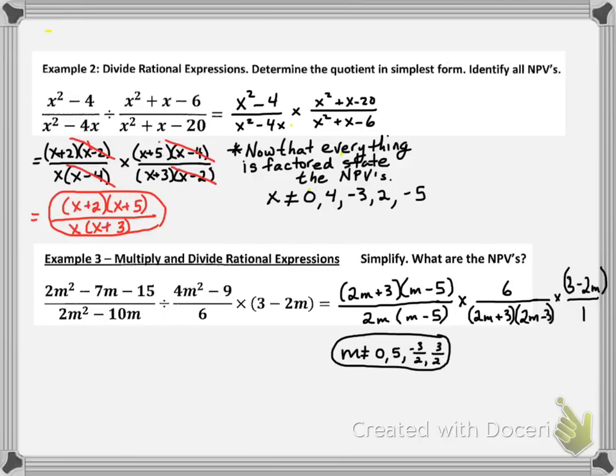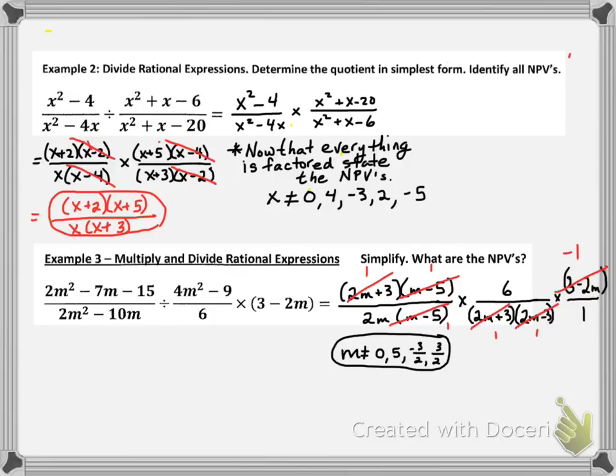Now I can start canceling. A 2m plus 3 and a 2m plus 3. I have an m minus 5 on the bottom and an m minus 5 on the top. Now lastly, I have 2m minus 3 and a 3 minus 2m. And in the last example, we learned that that's going to cancel out and leave you with a negative 1, which we're going to put on the top.